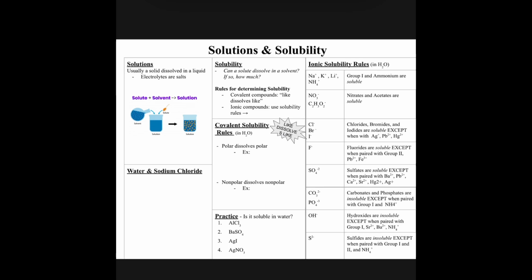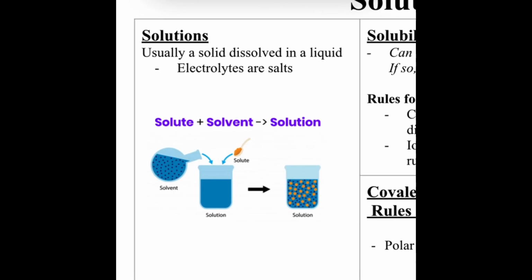So to start out, I just want to define what a solution is really quickly. And in terms of this class, we are going to define a solution as a solid substance dissolving into a liquid substance. So those two things together, that solid and that liquid together, are going to be a solution. A couple of terms you should be aware of, though. If you see the term solute, that means solid. And then if you see the term solvent, that means liquid. And again, if you put a solid and a liquid together, you get a solution.